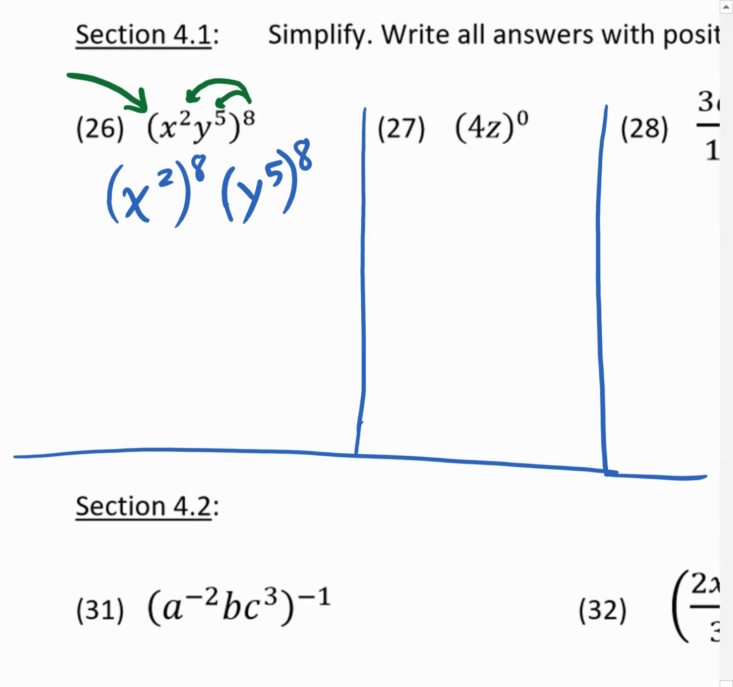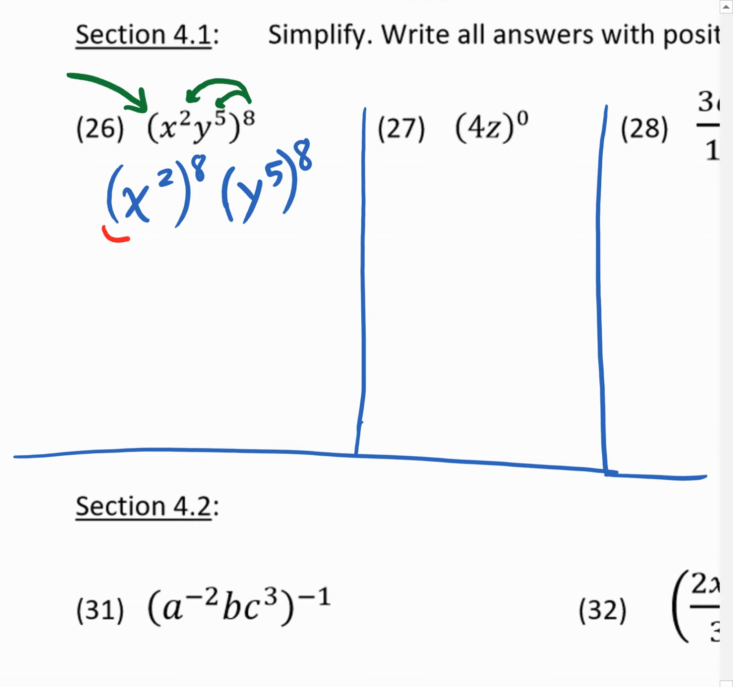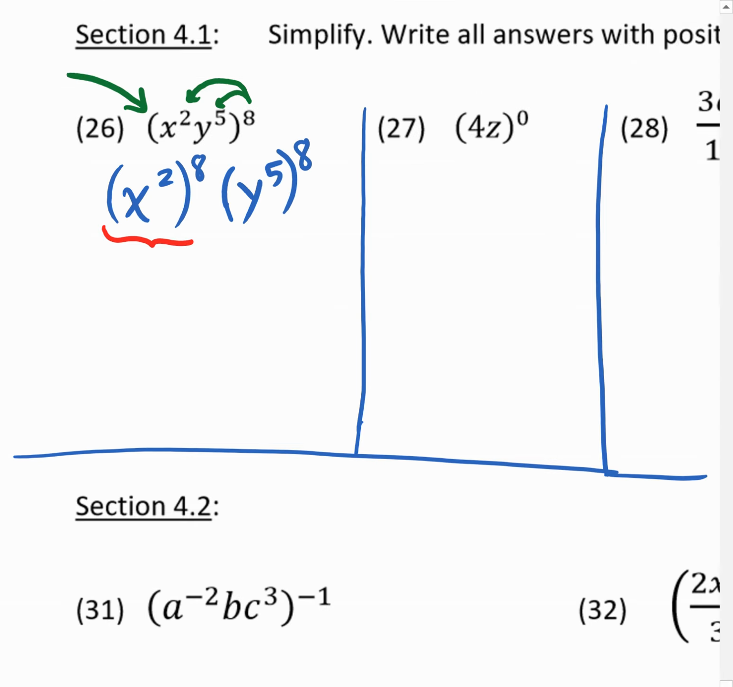And now, if I focus on the x, I have a power to a power, so it's a second power to an 8th power. You multiply those powers. So it'd be x to the 2 times 8, which is 16. And then for y, 5 times 8 would be 40. So that would be your answer.